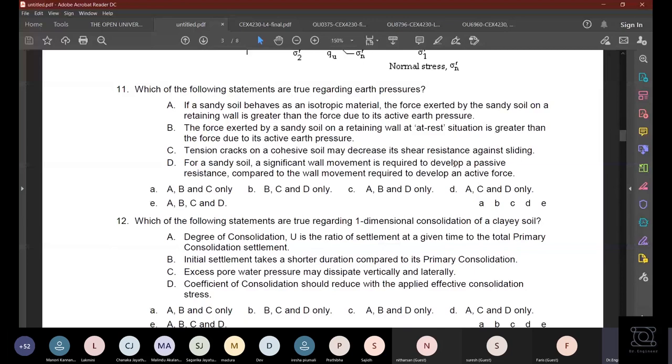If a sandy soil behaves as an isotropic material, meaning in every direction the properties are the same, the force exerted by the sandy soil on a retaining wall is greater than the force due to its active earth pressure. When it behaves as an isotropic material, it does exert more pressure because the properties are the same in every direction, so the force would be more. The B part: the force exerted by a sandy soil on a retaining wall at rest is greater than the force due to its active earth pressure. No, it's the other way around. In the active case, it might be more.